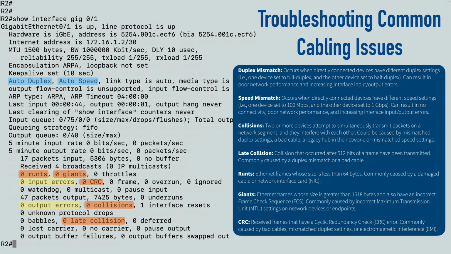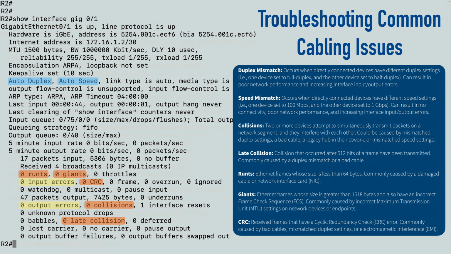Or we could have a duplex mismatch, or maybe we're nearby some powerful transmission source like an antenna, or we're on a factory floor with big machines kicking on and off. Those types of things could generate electromagnetic interference, or EMI. That could also lead to a CRC error.